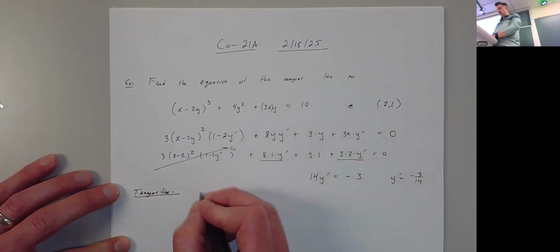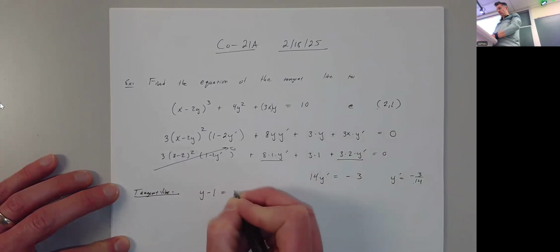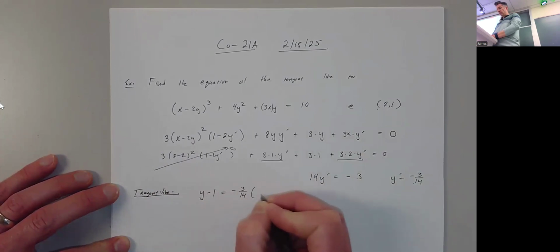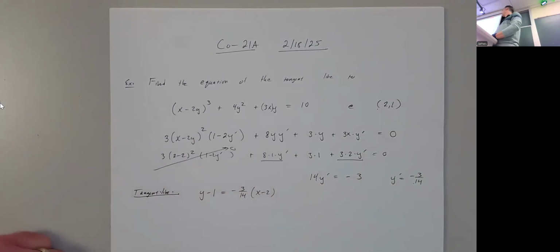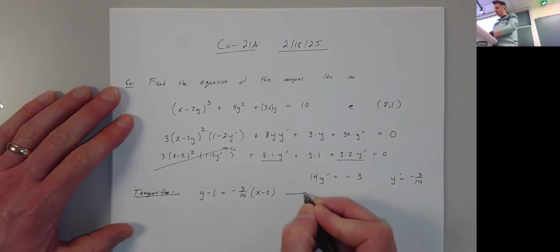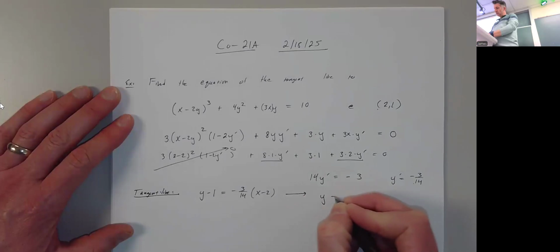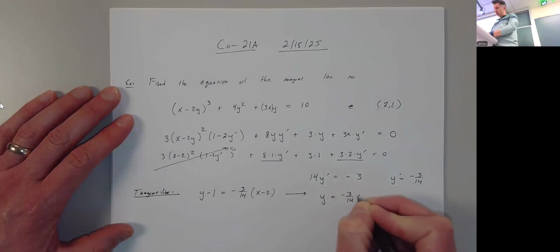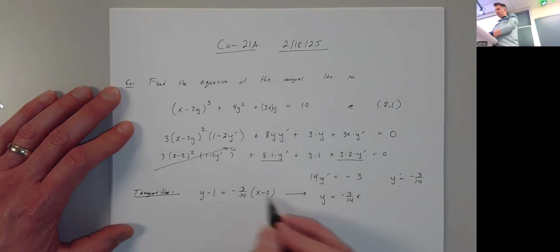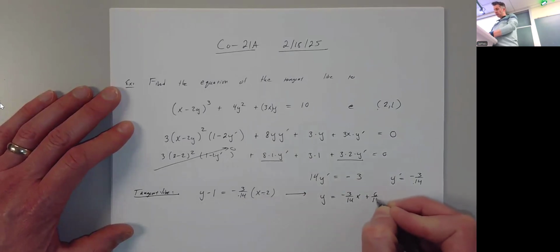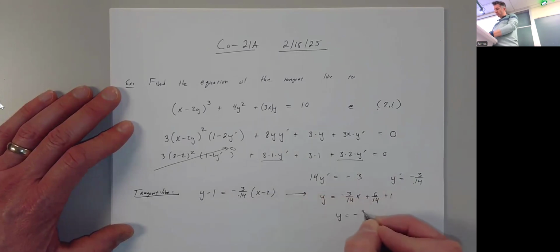So I'm going to use the point slope form and say y minus 1 equals negative 3/14 times parentheses x minus 2. And sure, we could solve for y if we needed to. I don't really think we need to, but if we wanted to, we could say that y is equal to negative 3/14 times x. Negative 3/14 times negative 2 is positive 6/14. Then we could add on a 1, giving us y equal to negative 3/14 x plus 6 plus 14 is 20/14. Sure, I could reduce that fraction.